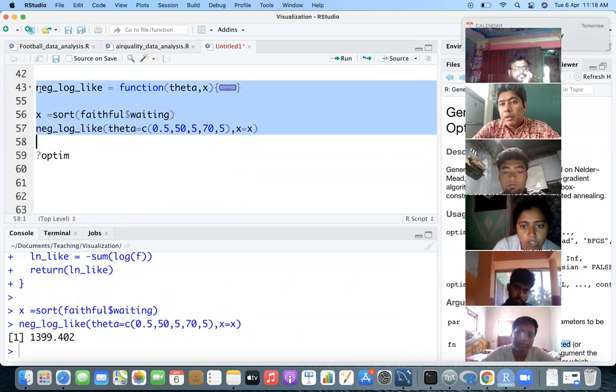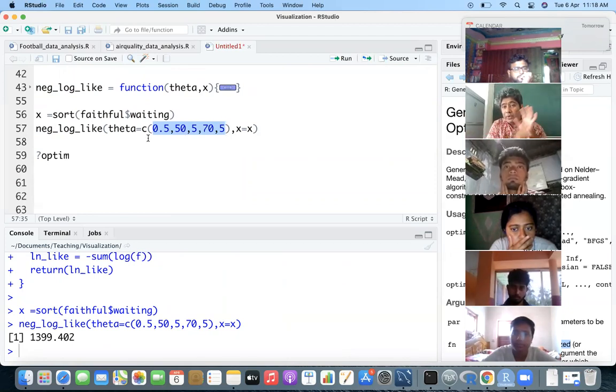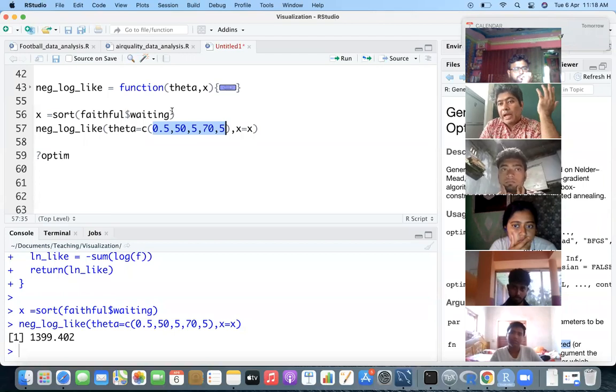So this is the log likelihood evaluated at these initial values of theta. I've given some value of theta, and at those values of theta the negative log likelihood is estimated. It's just evaluated. I don't know if these values are the maximum likelihood estimates. These are just some possible values of theta at which the negative log likelihood is being evaluated.